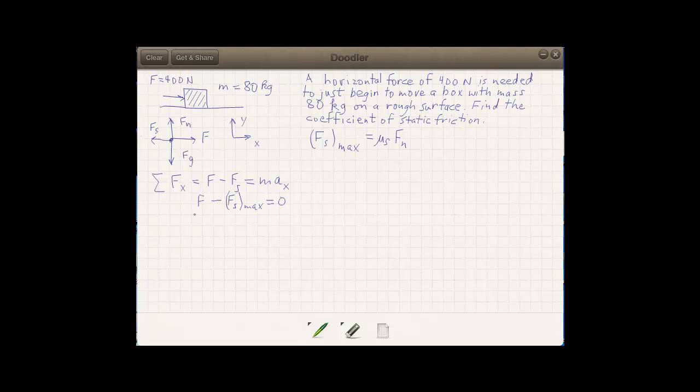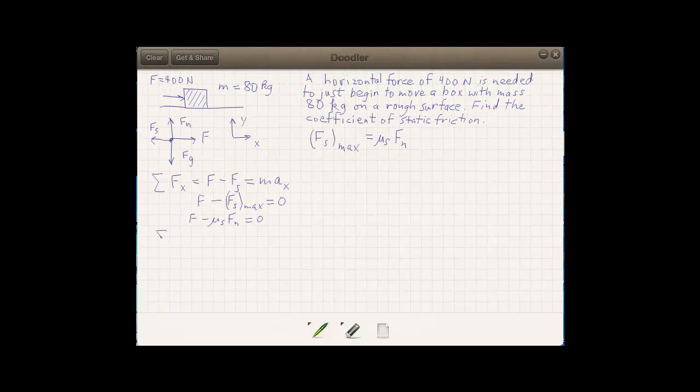So we can write the expression for the maximum static friction force as mu sub s times F sub n, the normal force, and that added together gives 0. We know capital F, and we want to find mu sub s, but we don't know the normal force yet, so we're stuck. We have to move on and get more information.